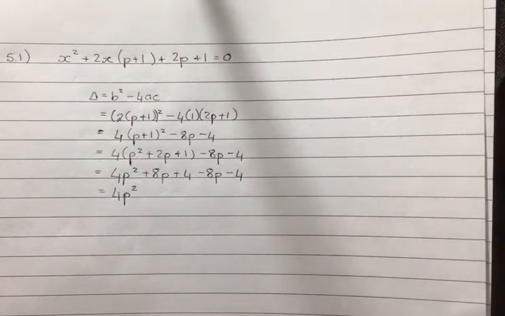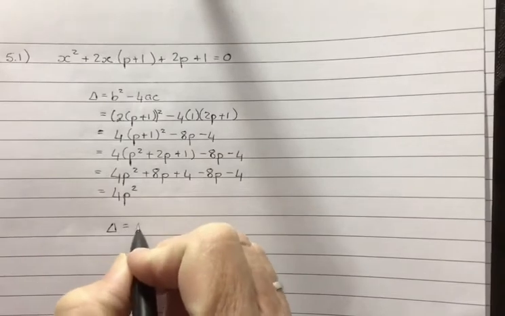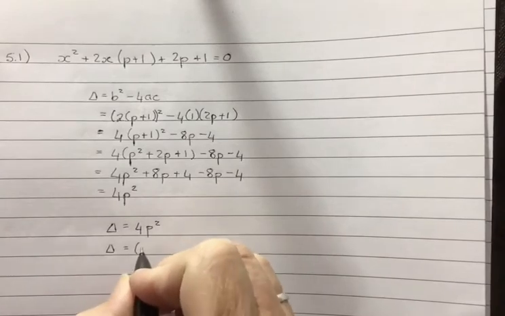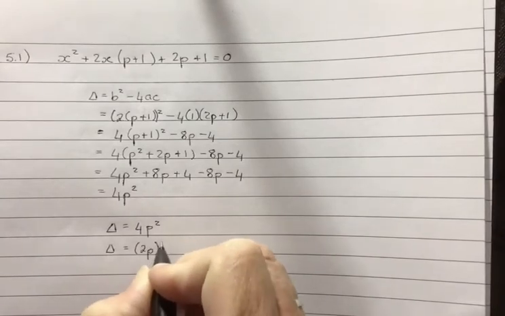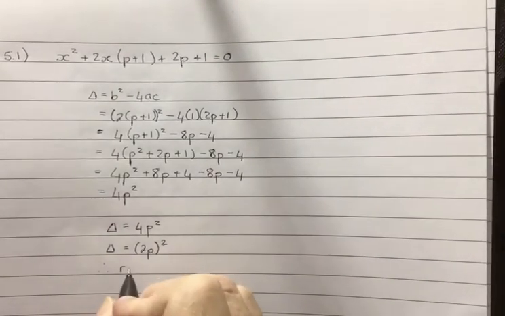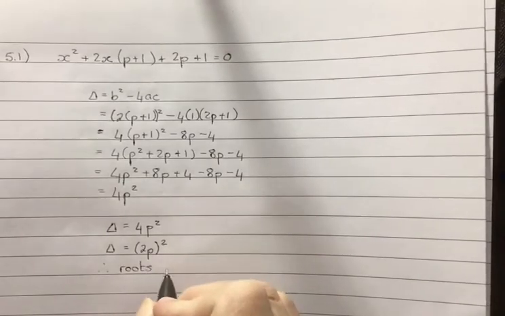However, we are not finished because the question asked us to show that the roots are rational for all rational values of p, and we needed to give a reason for this. So for roots to be rational, my delta value needs to be a perfect square. So we need to show that 4p squared is a perfect square. So if we were to have a look at it, we can say that delta would be the same then as (2p) all squared. So therefore, the roots are rational.